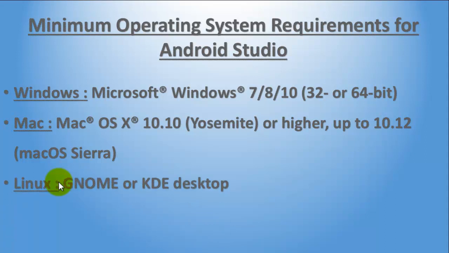When it comes to Linux, you need to have a graphically oriented desktop operating system. The Linux operating system supports both character user interface and graphical user interface. You should have an OS version that supports a graphical user interface, which can be anything, so GNOME or KDE desktop.